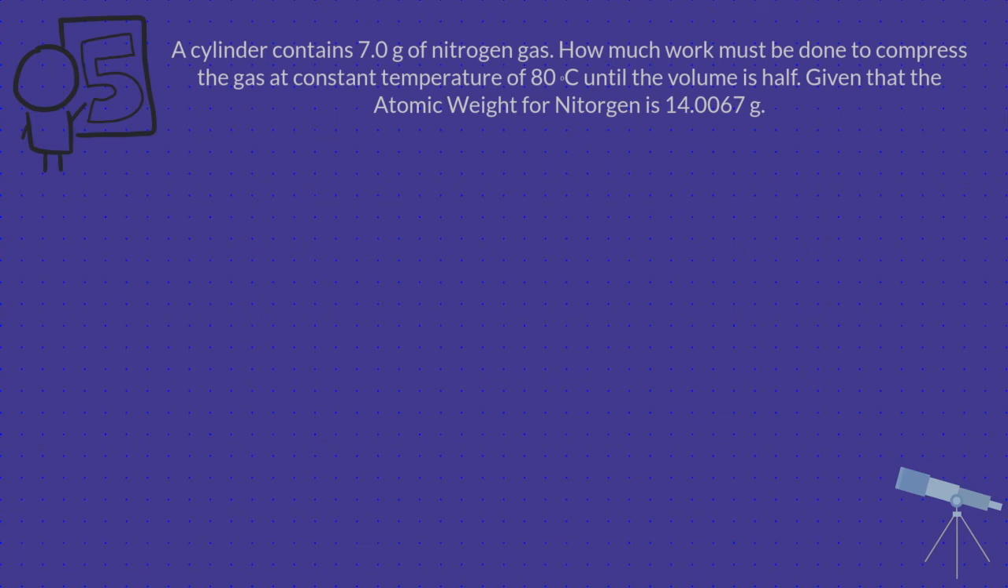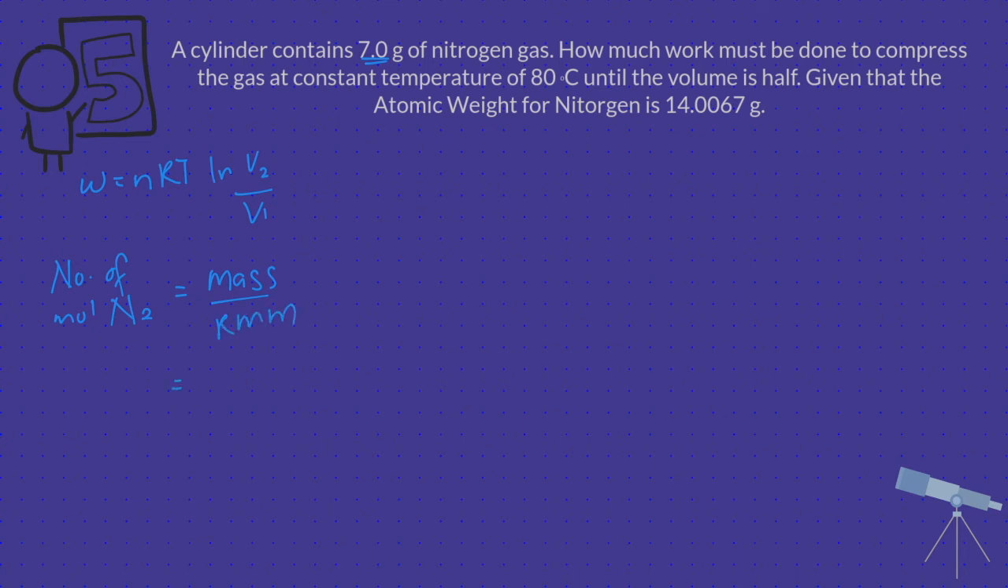So you were asked to calculate how much work. According to the theory, in the isothermal process, the work is equivalent to nRT ln V2 over V1. In this question, you were not given the number of moles, but instead you were given the mass. So from this mass, you can actually calculate the number of moles. So the number of moles for nitrogen gas is equivalent to mass over RMM.